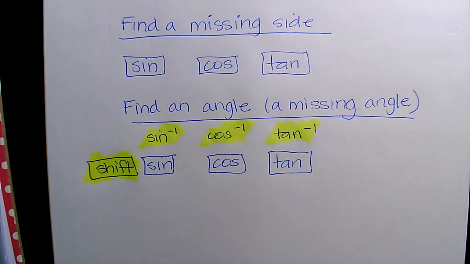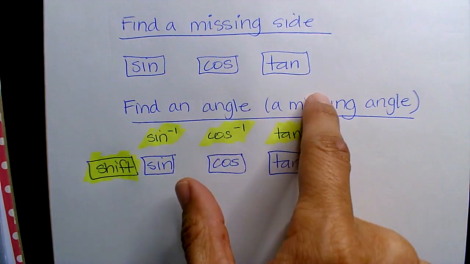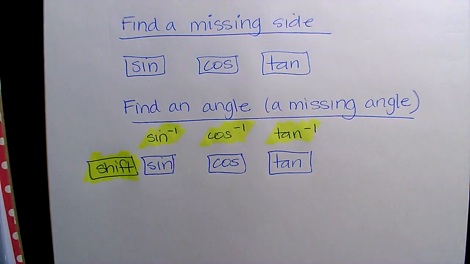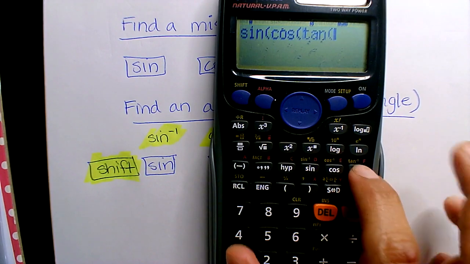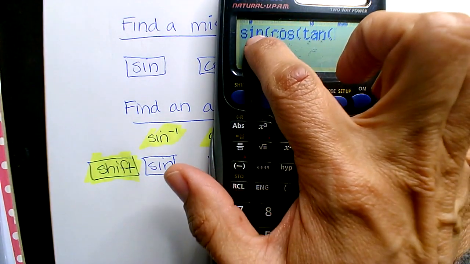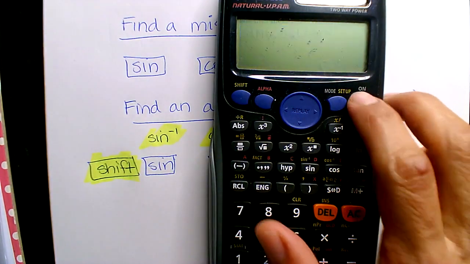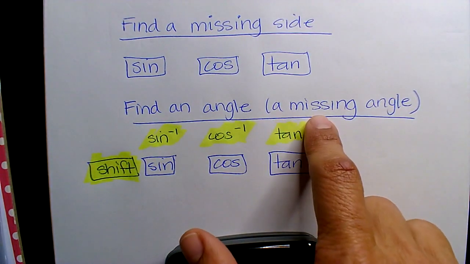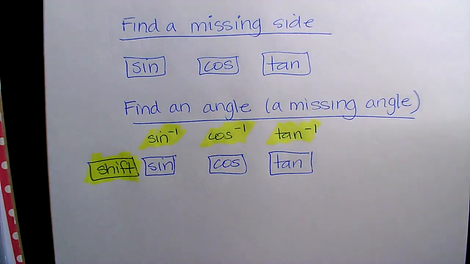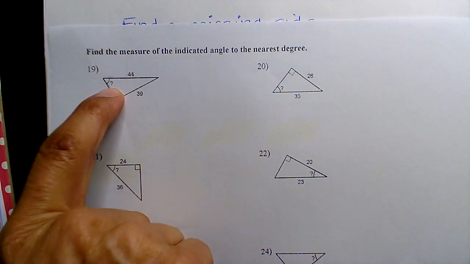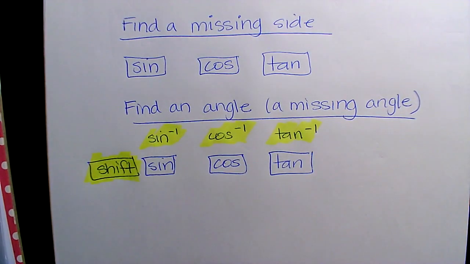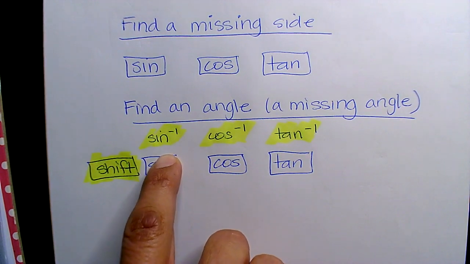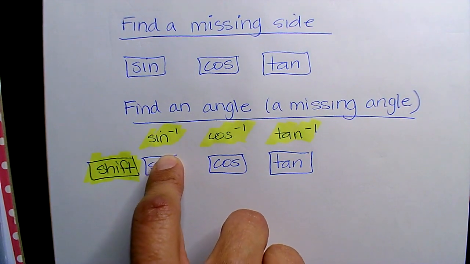Okay, when you're looking for a side length, you use sine, cosine, tangent. So in the calculator, it's sine, cosine, tangent, right? You see that it's just sine, just cosine, just tangent. If you're looking for an angle, which is what this entire sheet is, see how the question mark is the angle, that means you have to use inverse cosine, inverse sine, inverse tangent.